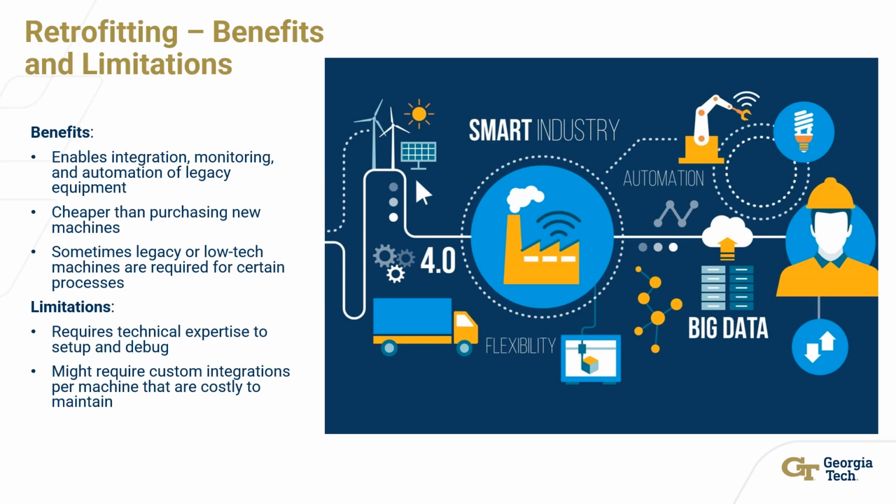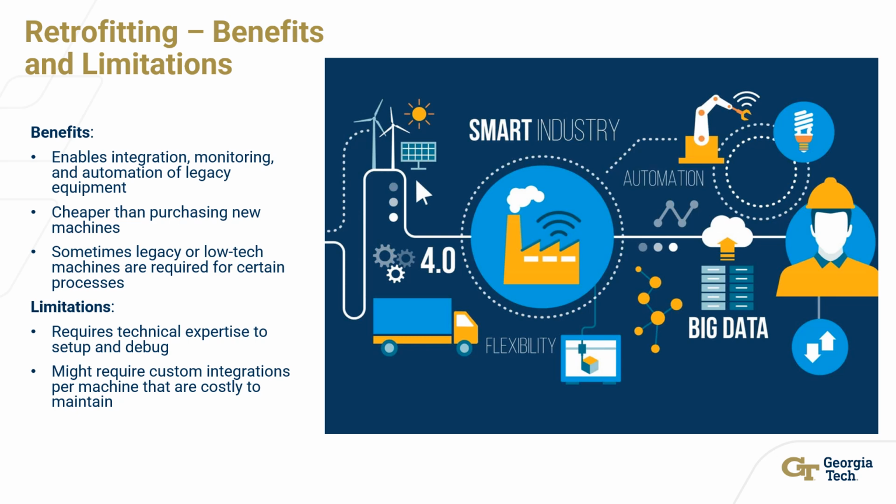The primary benefit of smart retrofitting is the ability to integrate, monitor, and automate equipment already owned, or lower-tech equipment that can be purchased at a reduced cost. In some cases, legacy equipment is the only way to perform a specific manufacturing process, so retrofitting is the only way to convert a plant to the new Industry 4.0 status quo.